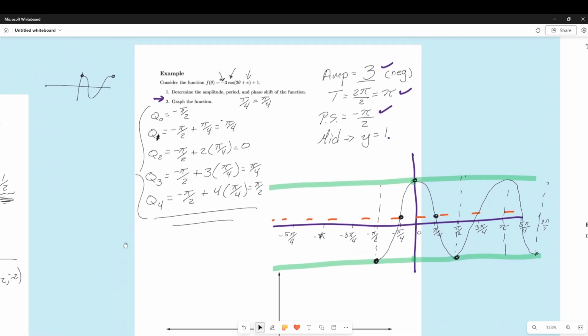But the nice thing is, the only difference if this was sine would be that instead of starting at the minimum, we'd be starting at the center and going downward. All of the other logic of where the quarter points are and amplitude and phase shift, all those arguments are exactly the same.